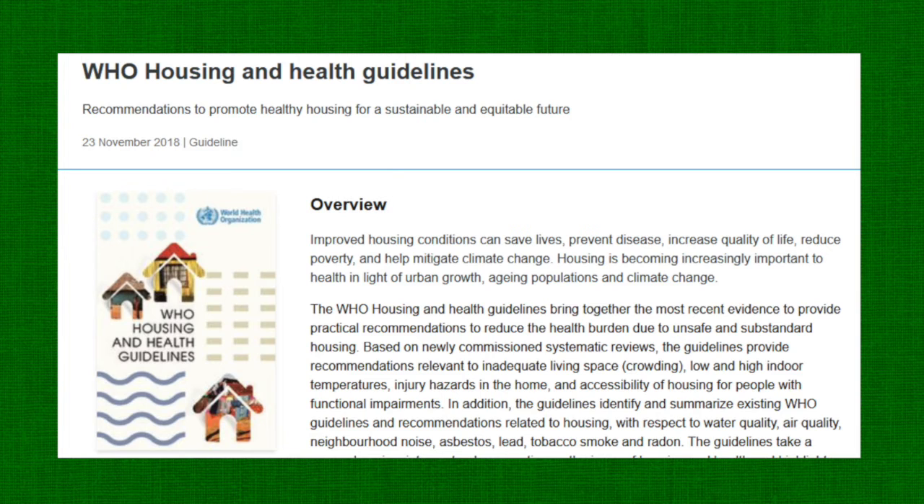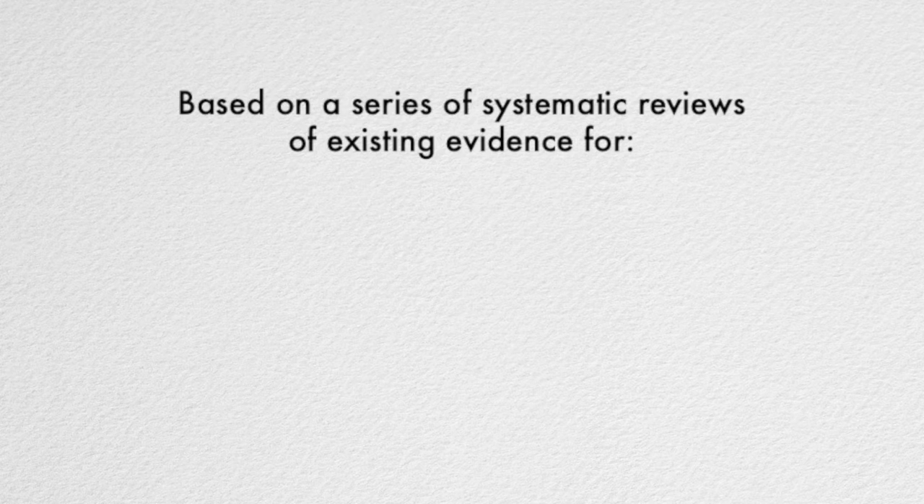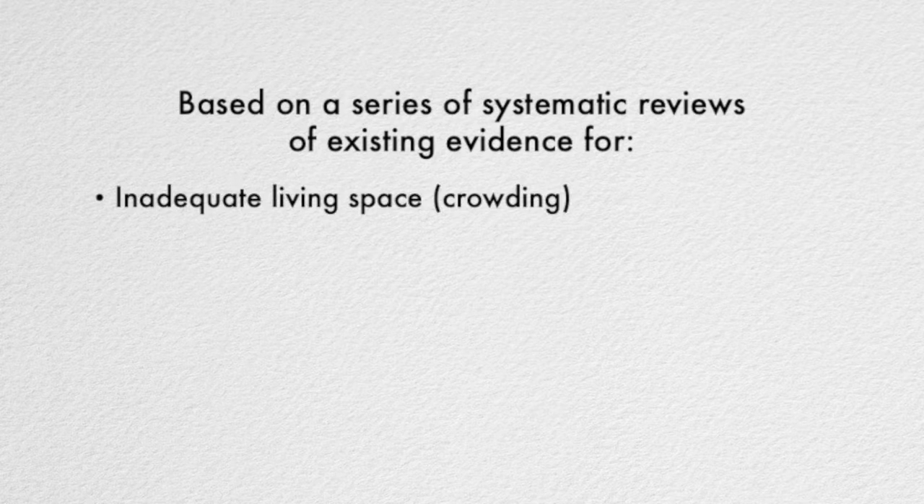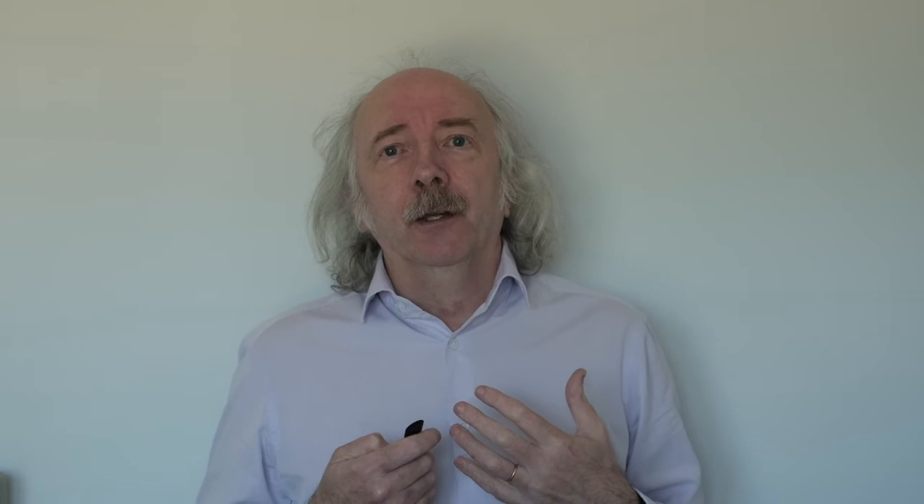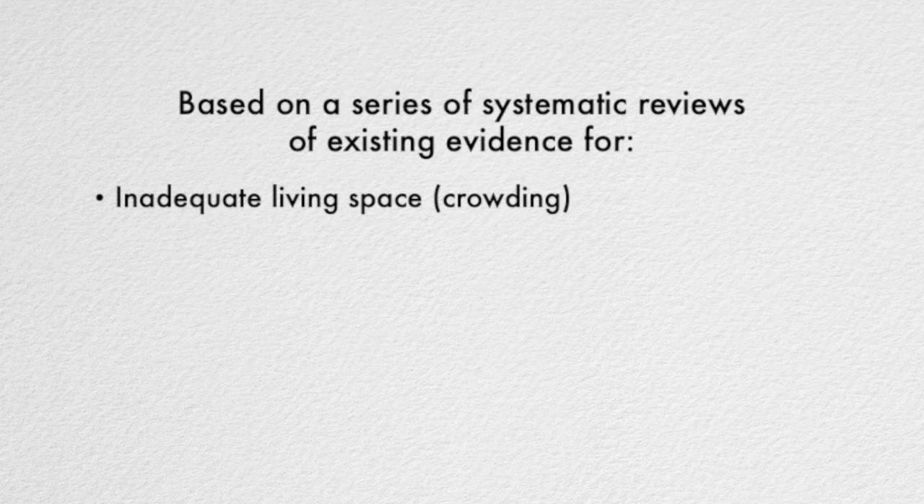The guidelines, as I said, were published towards the end of 2018, available on the WHO website. And they were based on a series of systematic reviews that provided the evidence base that could lead to the recommendations in the guidelines for these main areas. Inadequate living space, or crowding. What would need doing about crowding to try and improve health? And would it improve health? What is the evidence for crowding leading to ill health?